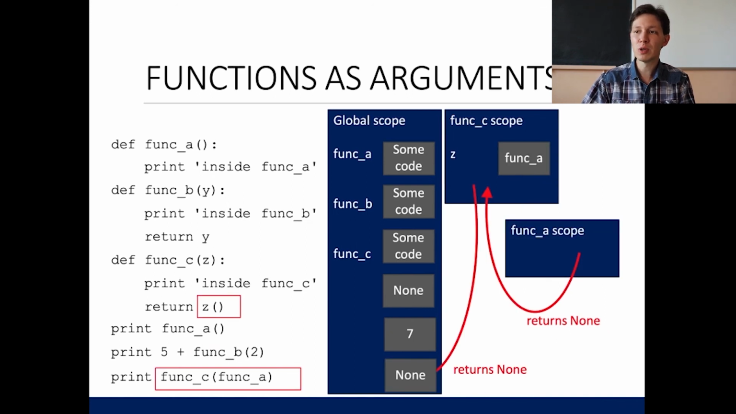Let's see what's going on when we call func C and pass func A as a param to it. First, func C scope is created. It calls func A, and that also creates a new scope. Func A returns None, so the result is passed to func C scope and in turn passed from it to global scope.